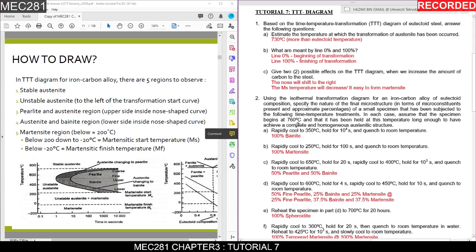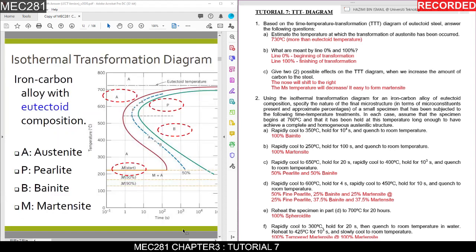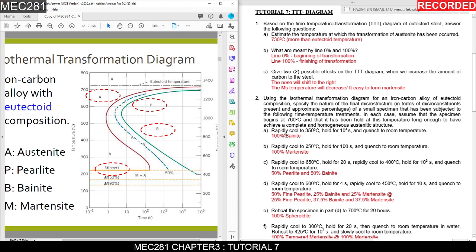So let's see the isothermal transformation diagram. This one. So rapidly cool to 350, hold for 10 to the power of 4 seconds, this one, this graph, and quench to room temperature. So quench directly to room temperature. So you will get 100% bainite here, B.